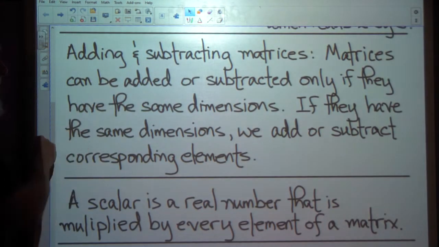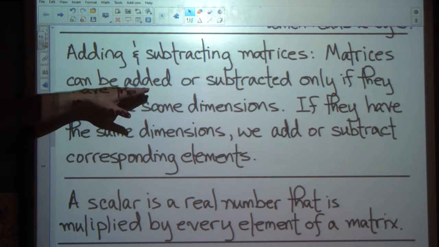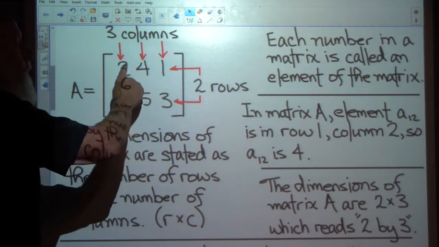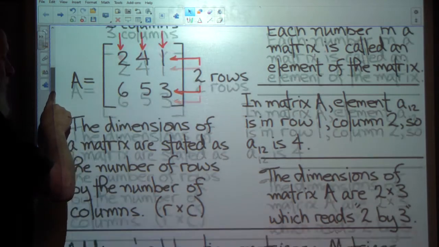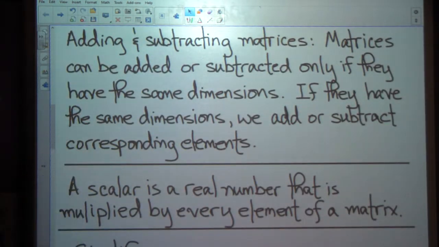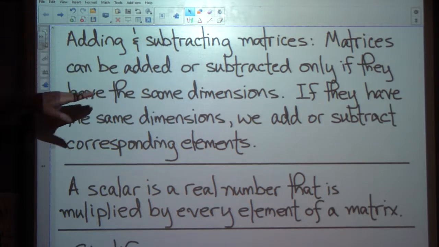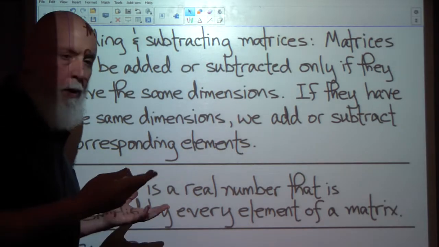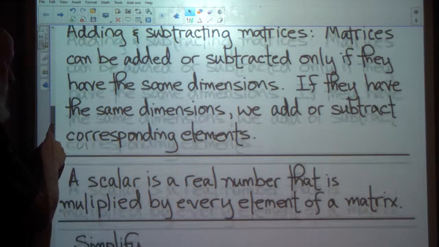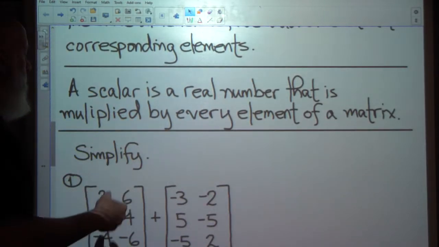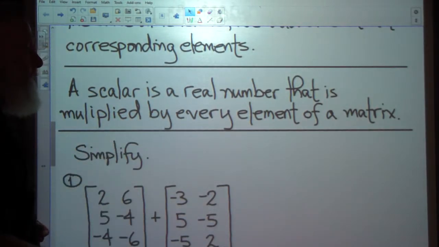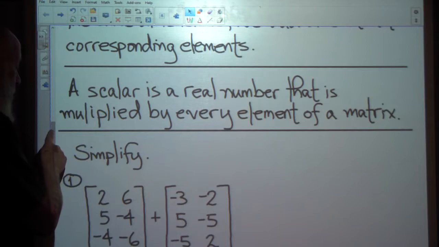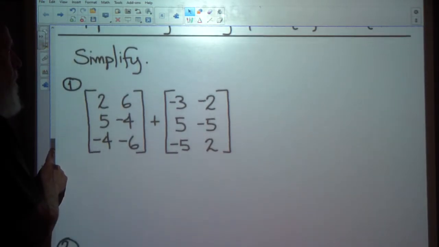Adding and subtracting matrices. Matrices can be added or subtracted only if they have the same dimensions. So this matrix right here could only be added to another 2 by 3. Alrighty? If they have the same dimensions, we add or subtract corresponding elements. And I'll show you how that works here in just a second. A scalar is a real number that's multiplied by every element of a matrix. So we just take a number, multiply it by every single element, and that number is what we call a scalar.